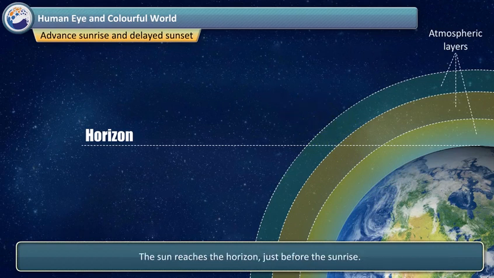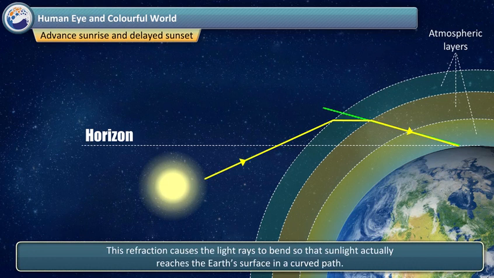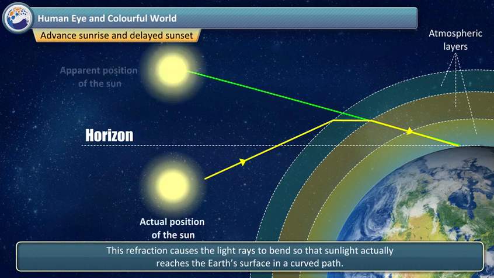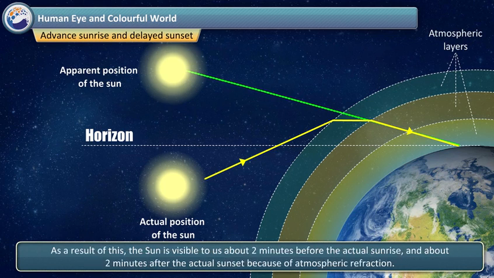The sun reaches the horizon just before the sunrise. Then, sunlight enters obliquely into the atmosphere and gets refracted through different atmospheric layers. This refraction causes the light rays to bend so that sunlight actually reaches the Earth's surface in a curved path. Now if we look from the observer's point of view, an observer following the path of the light rays entering the eyes actually sees the sun slightly above its actual position. As a result, the sun is visible to us about 2 minutes before the actual sunrise and about 2 minutes after the actual sunset because of atmospheric refraction.